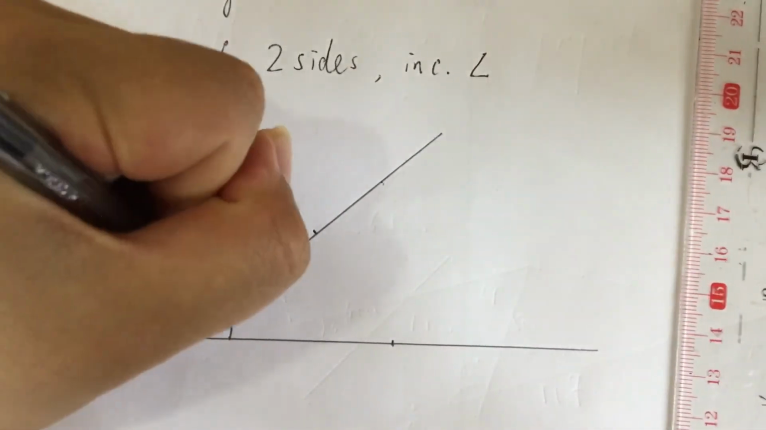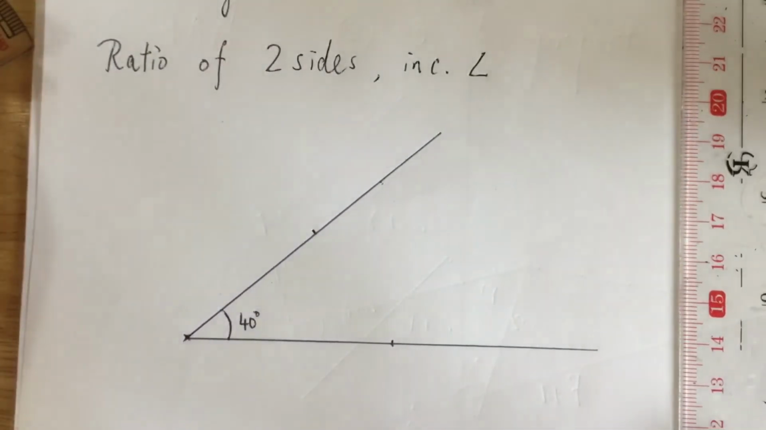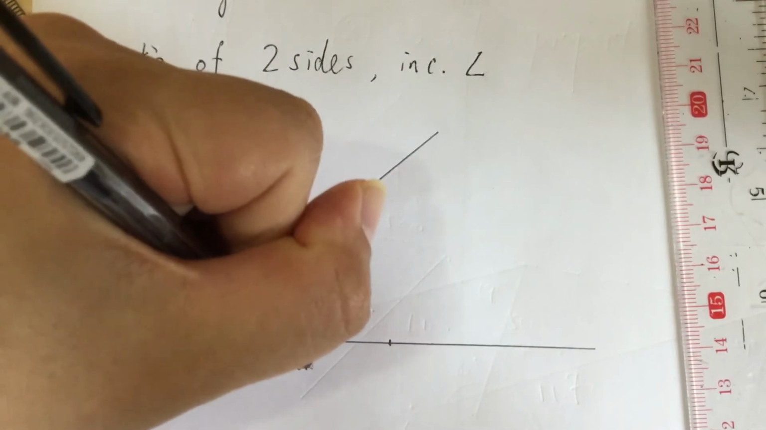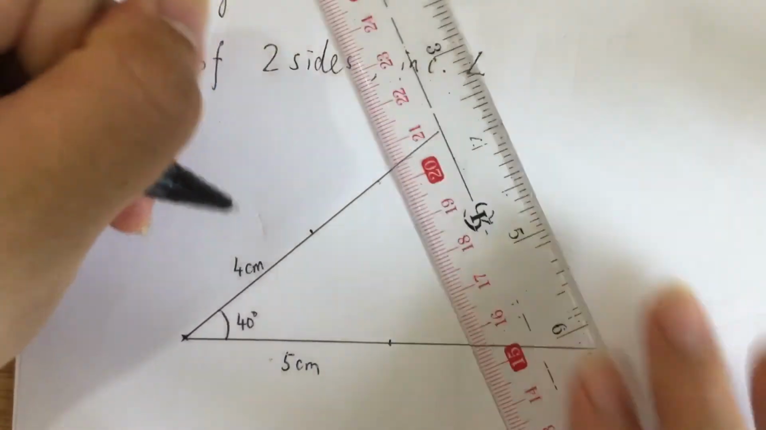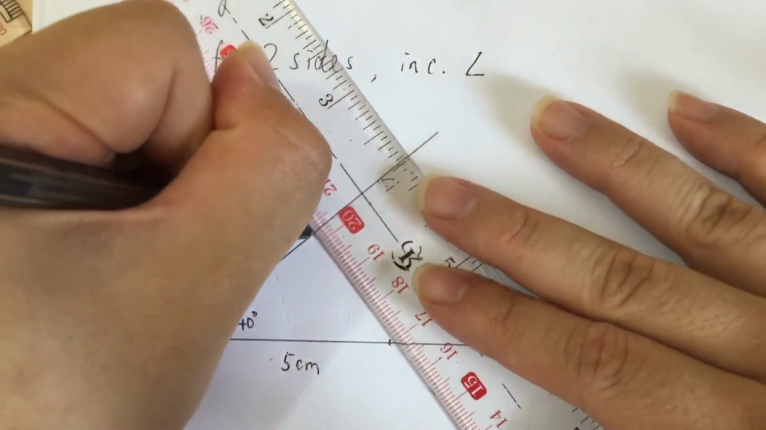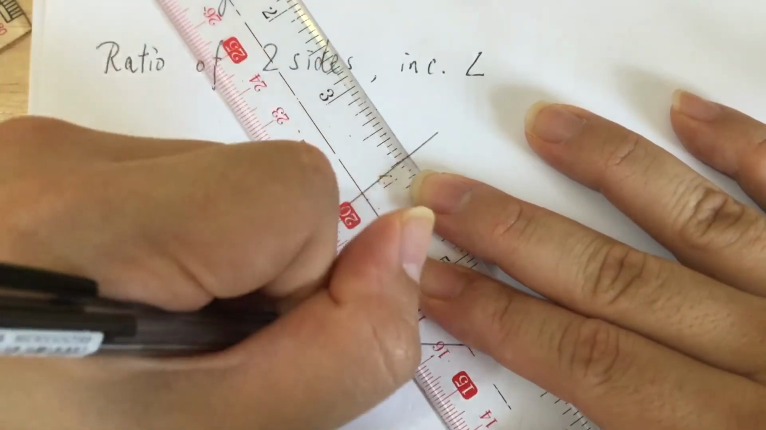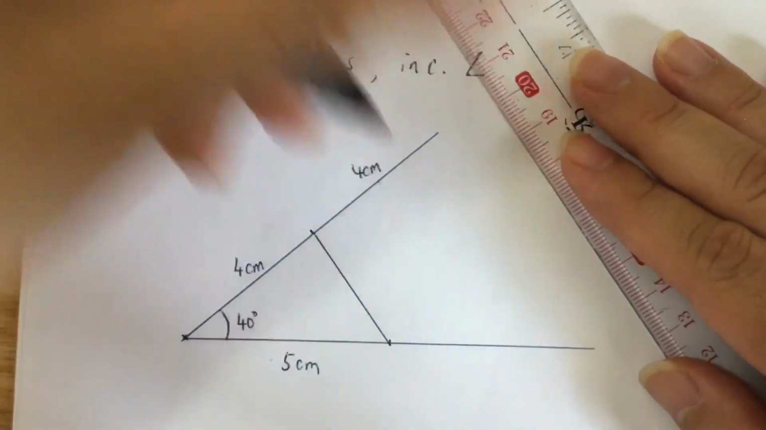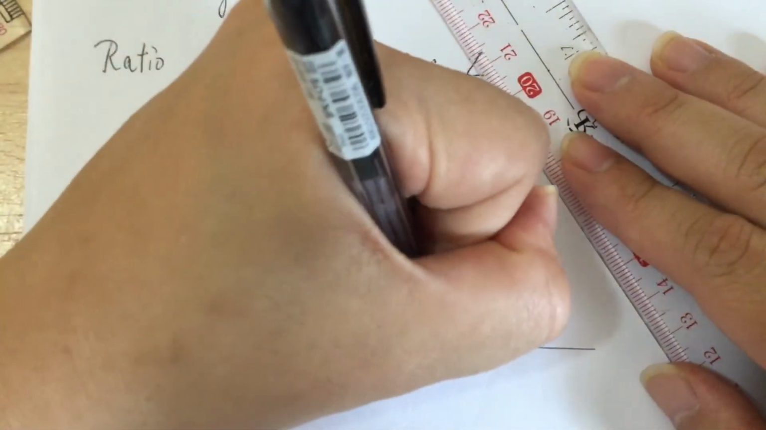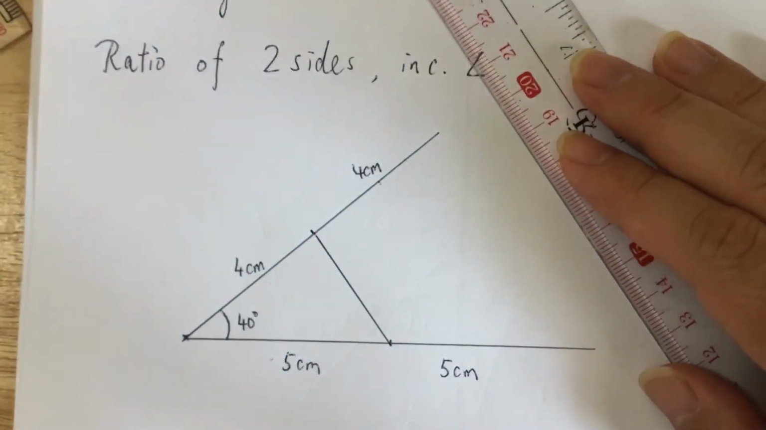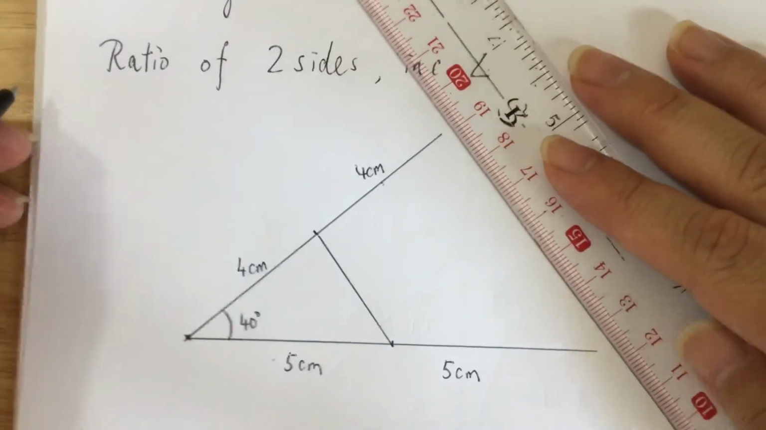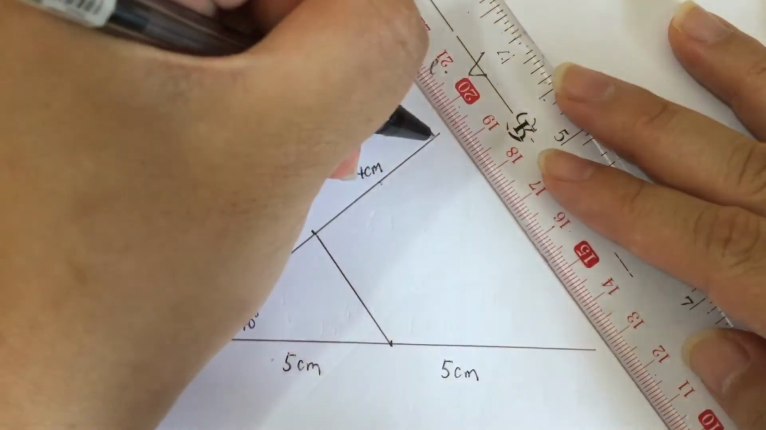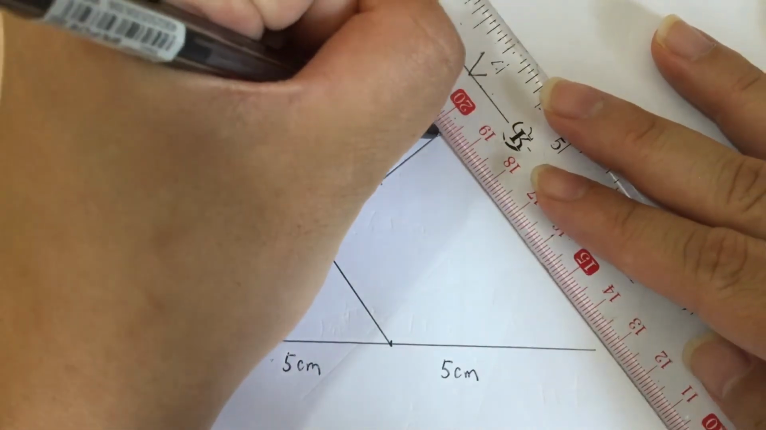Because this is 40 degrees, and I know that this one is 5 cm, and this one is 4 cm. So I think that I can draw this line immediately. And I also draw this one is another 4 cm, so that means it's totally 8 cm. And this one is 5 cm, this is totally 10 cm. So both of them with the ratio is double. This is 2. So if I use the ratio over there, so I also draw these 2 straight lines.